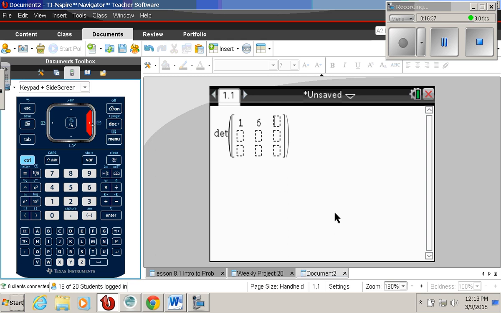So 1, 6, negative 1, negative 3, 5, 3, and I'm going to backtrack. I'm sure somebody caught me and you're yelling at me at home. Negative 5, 3, 0, 4, 2. Hit enter, and what do you know? It's 26, and that is it. That's all she wrote.